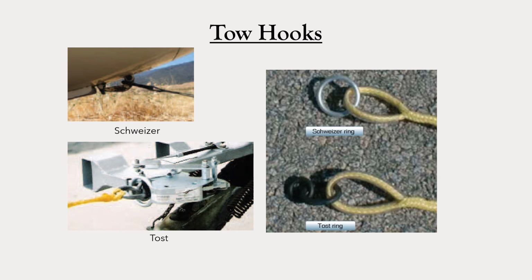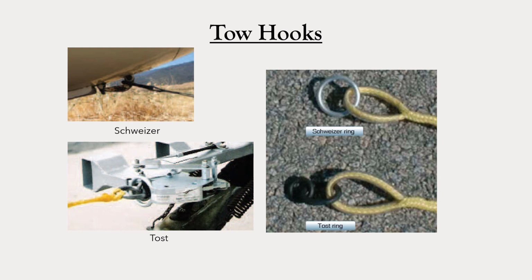The 233 and the Bird Dog have the Schweitzer type, and the rest of the Pawnee and all of our other gliders have the Toast type. The tow ring, which attaches to the tow hook, is different in the two cases. So an important thing to know when you're the ground crew is you have to know the difference between a Schweitzer ring and a Toast ring, and you have to know which kind of tow hook you're hooking up to and make sure you've got the correct one.